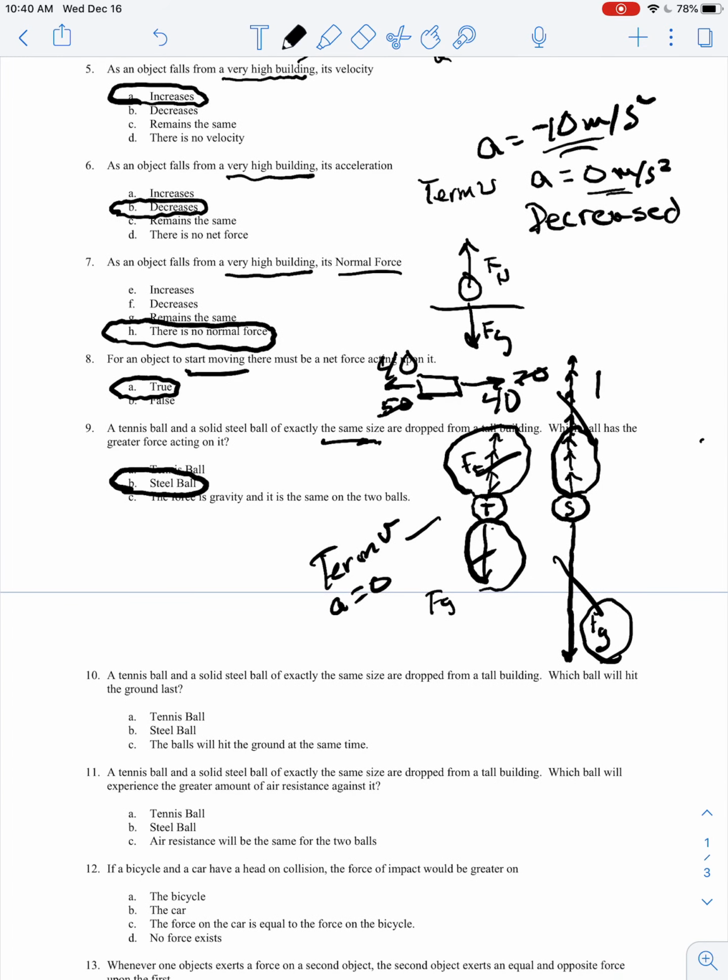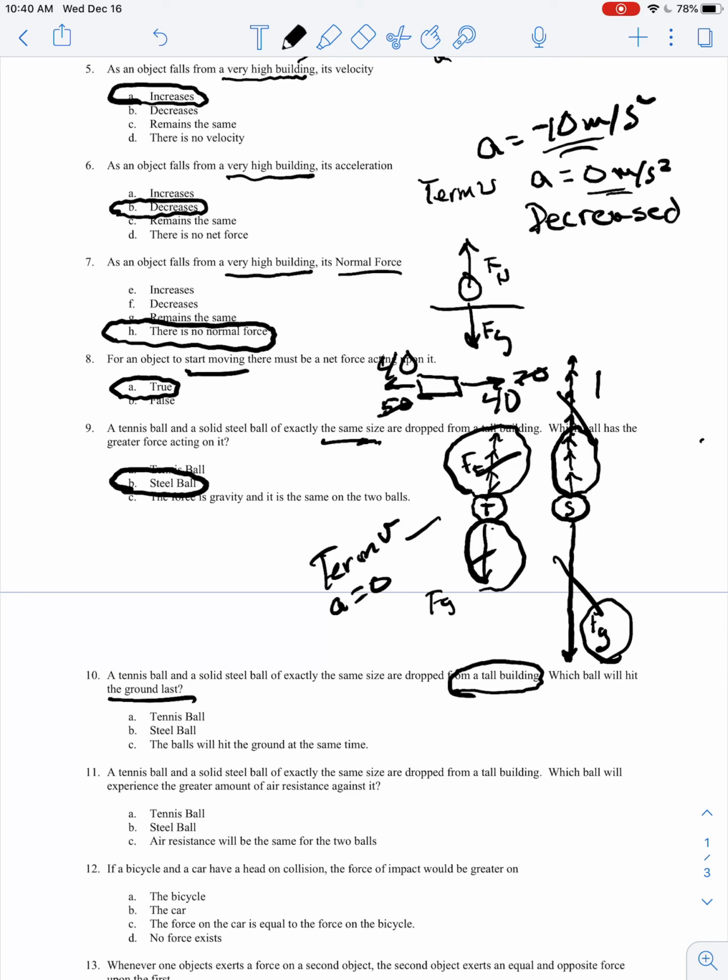So here, when it says a tennis ball and a solid steel ball of the same size drop from a tall building, again, if we did this from the bleachers, the steel ball and the tennis ball would hit the ground at the same time because they'd only fall for about 1 second. It's not enough time for all that air resistance to have an effect. But now it says which one hits the ground last.